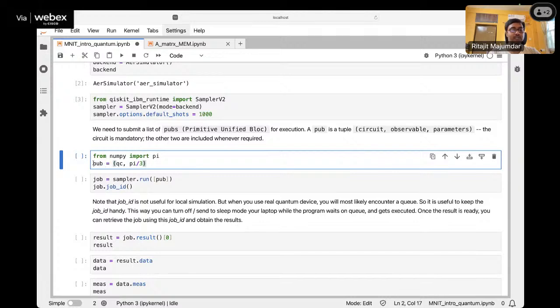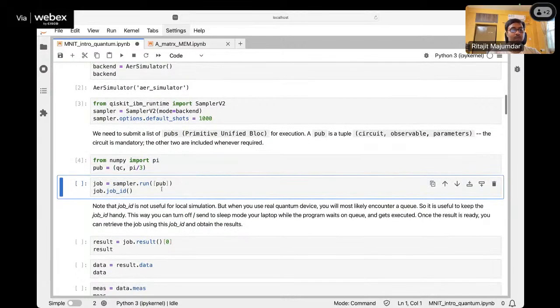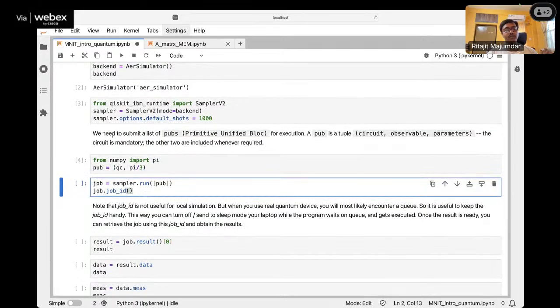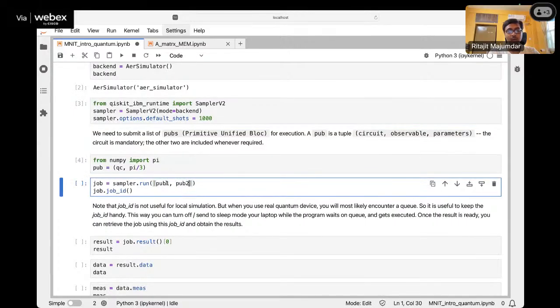For our case, I am passing this quantum circuit and the parameter value. So I have chosen pi by 3 as my parameter value theta. This is what I have chosen. Now remember that it takes a list of pubs. I have a single circuit at this point. If for your problem you have 10 circuits, you can pass in something like pub1, pub2, pub3, and so on. I have a single circuit, so I am just passing a list of a single element, and I am passing this to the sampler to run this.